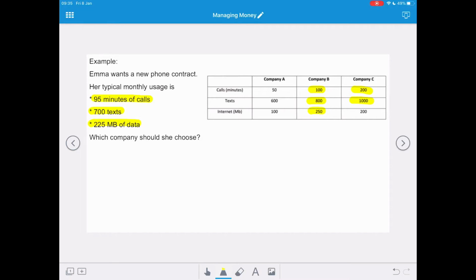So which company should she choose? She's going to choose the one that meets all three criteria. And you can see from the highlights that this is company B. So Emma should choose company B as this meets all of her typical monthly usage.